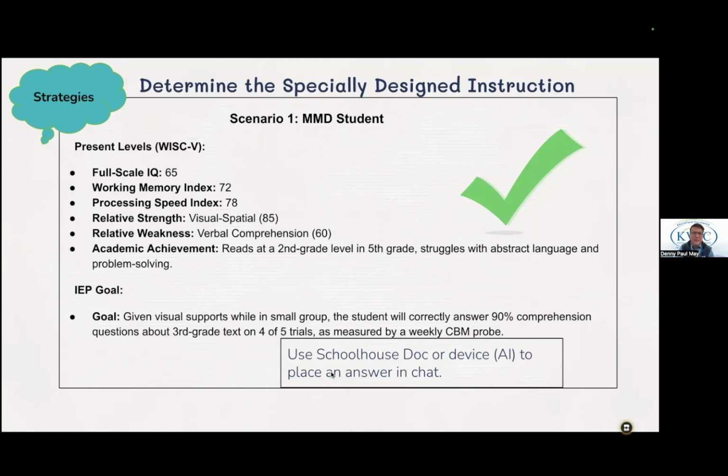And in the schoolhouse document, you can access that, and it breaks it down by reading comprehension, by basic reading, by listening comprehension, even by attendance. And you've got supplementary aids and services, what the student needs, on the right, and in the left-hand column, you've got specially designed instruction. Or you can use a device and you can Google it or ChatGPT it or whatever you want to do, and you can place your answer in the chat. But I want to know what strategy you would apply for this student.